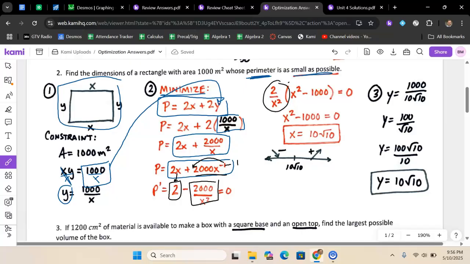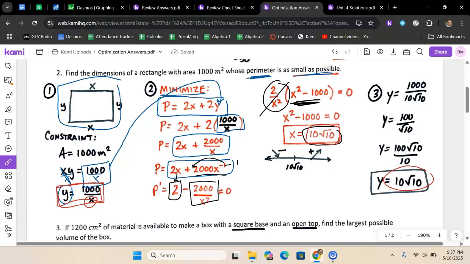This thing that you factored out, remember, you don't really ever have to set that equal to 0. I'm really just concerned about setting this part equal to 0, which gives me the square root of 1,000, or 10 root 10. I would want to make a number line to verify that that is a minimum, which it is, and then I would find y by going back to my constraint equation. I would use the one where I've actually got y by itself here, and I would plug in that 10 root 10 for x to solve for y, which would also be 10 root 10. So we actually get a square in that case.